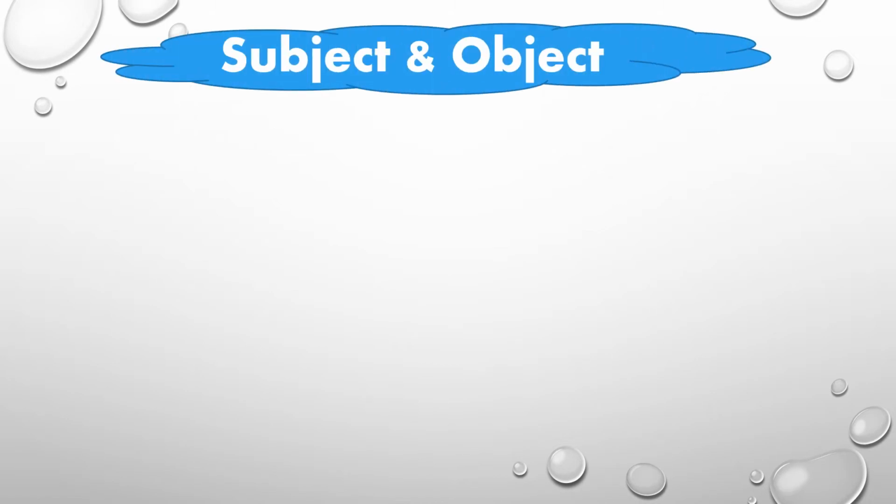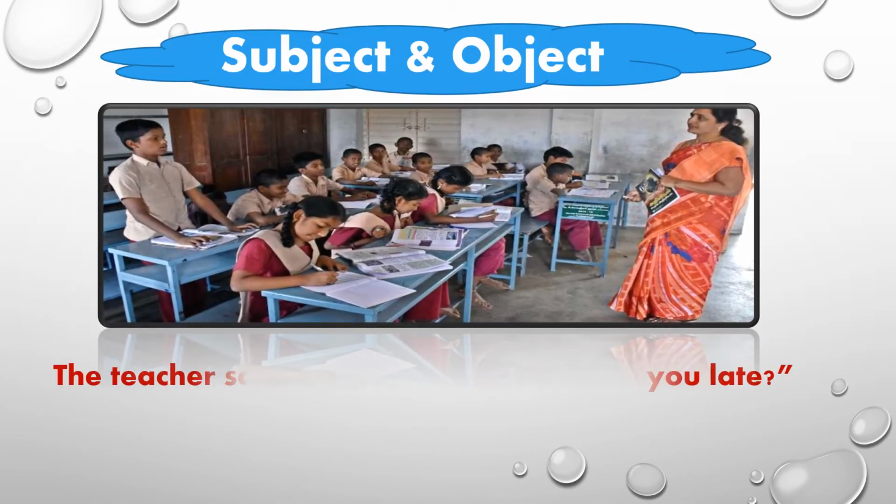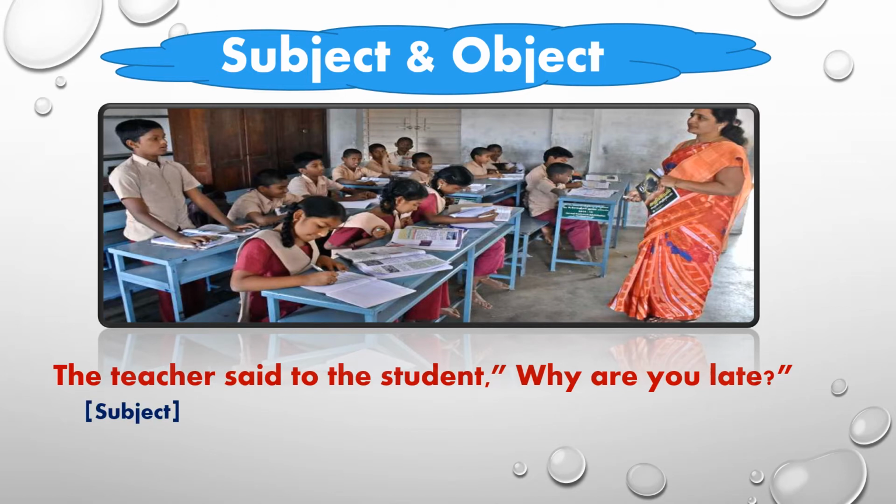Subject, predicate and objects are the 3 different components when breaking every sentence. For example, the teacher said to the student, "Why are you late?" Who or what performs the action of the verb is the subject. In this sentence, the teacher is performing the action. So, the teacher is the subject. Whoever or whatever receives that action is the object. The student is receiving that action. So, the student is the object in this sentence.